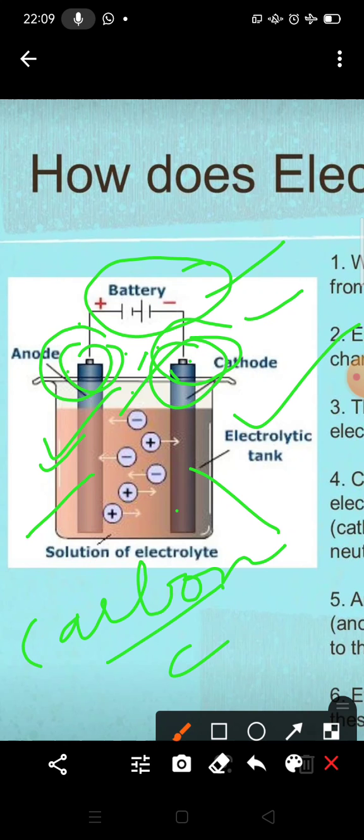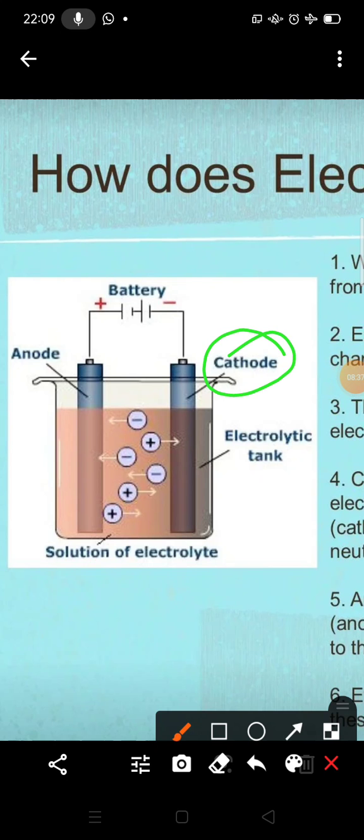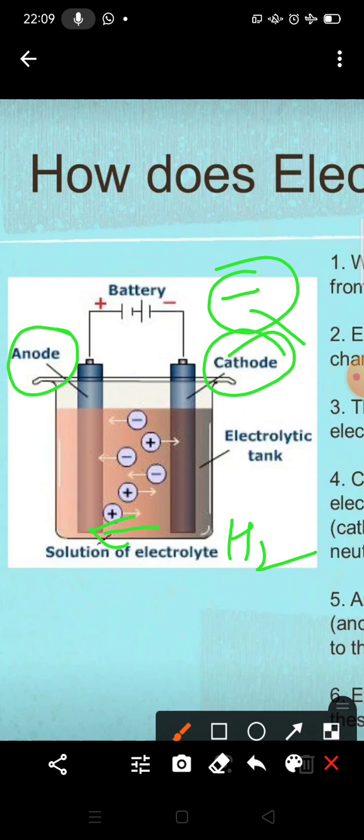What are the gases? Water is electrolyzed, so hydrogen and oxygen gases are produced. So students, upon passing electric current, water gets electrolyzed, releasing hydrogen gas and oxygen gas. Hydrogen has a positive ion, so it moves towards the cathode, and oxygen moves towards the anode, because the cathode attracts positive ions and the anode attracts negative ions.